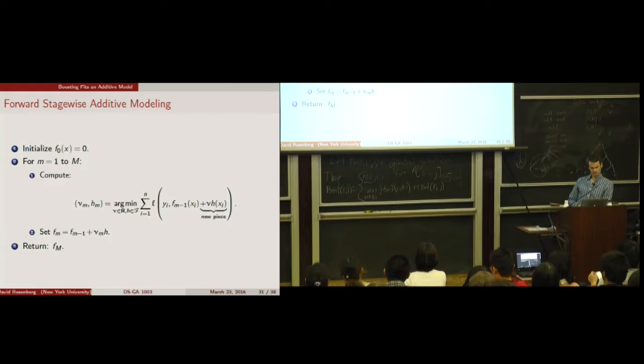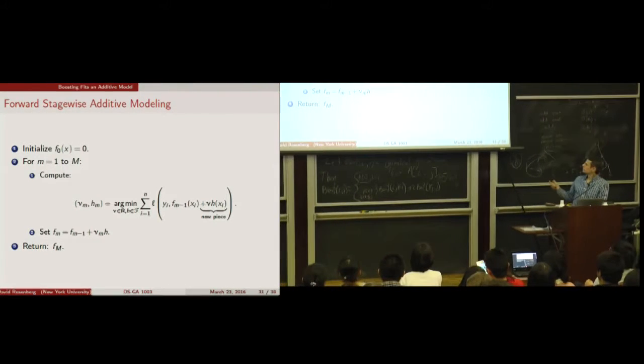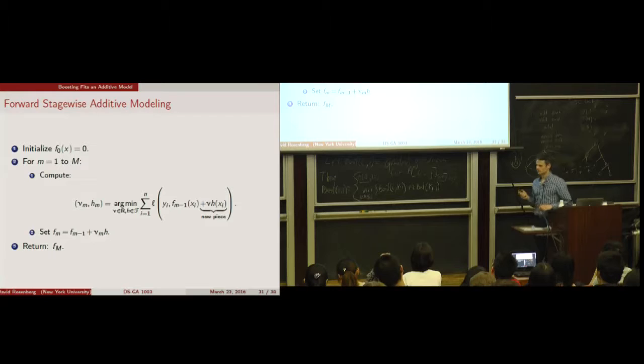Is this clear? So this piece in the prediction part of the loss function is the prediction of f sub m, if the new thing we add is a particular h and a particular new step size, and we're trying to minimize the loss over all choices of this h and this nu. Worth staring at for a while. This is the key piece in this approach. Is it clear? Can someone explain it? I could explain it again.